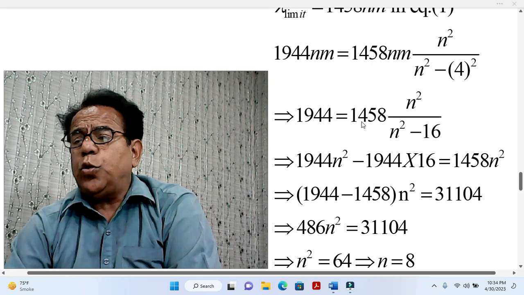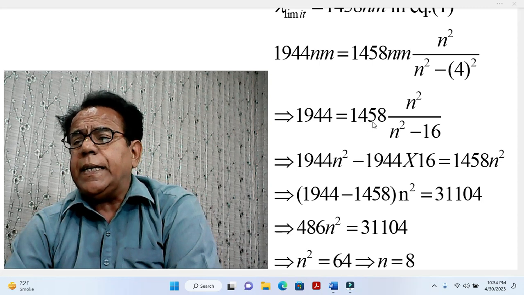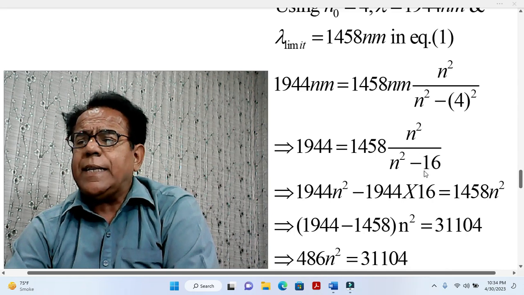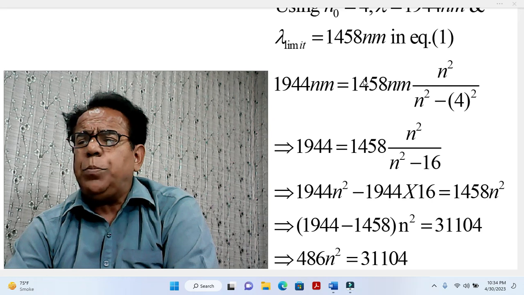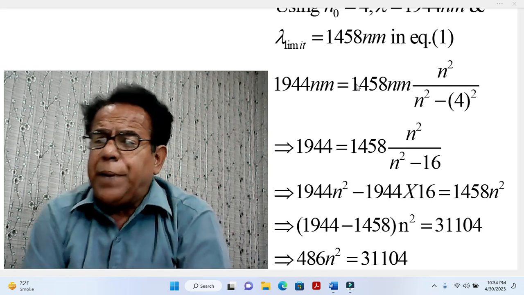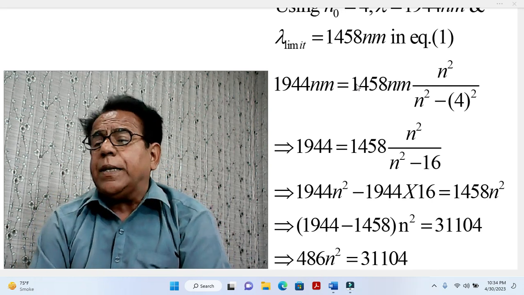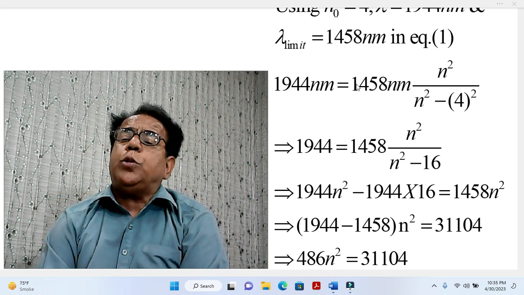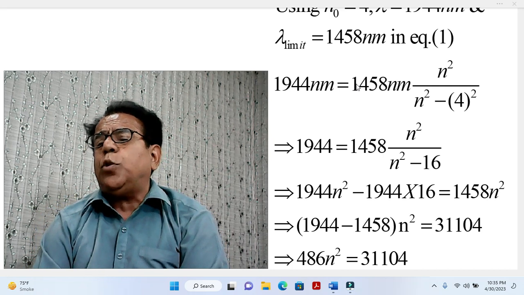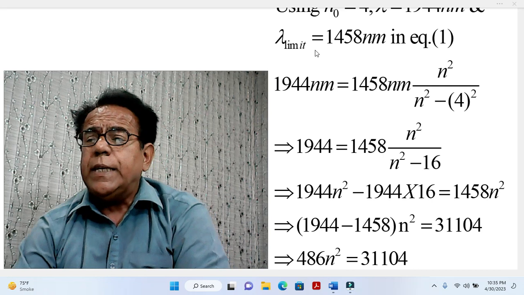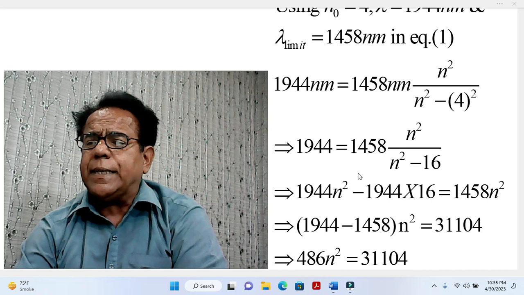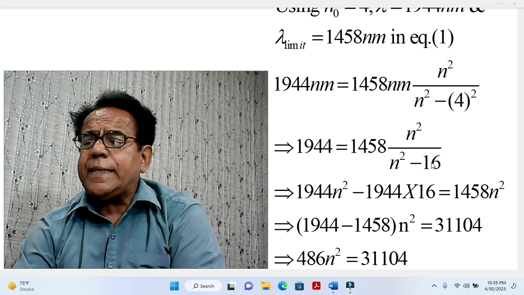1944 is equal to 1458 n square over n square minus 16. Actually, dear students, here nanometer will be cancelled with nanometer, because nanometer is being multiplied on both sides of this equality. So if we divide both sides by nanometer, then this nanometer disappears on both sides. So this equation reduces to this form. Nanometer is eliminated, and n square over n square minus 16.